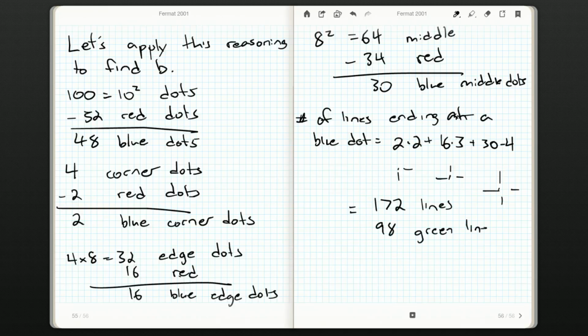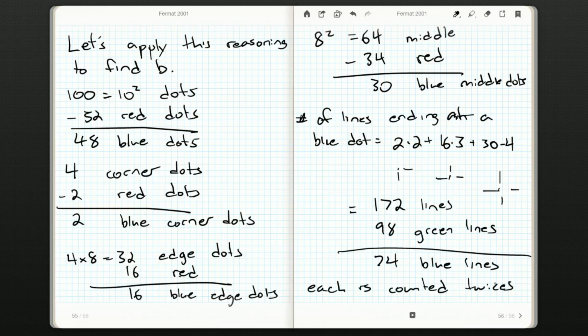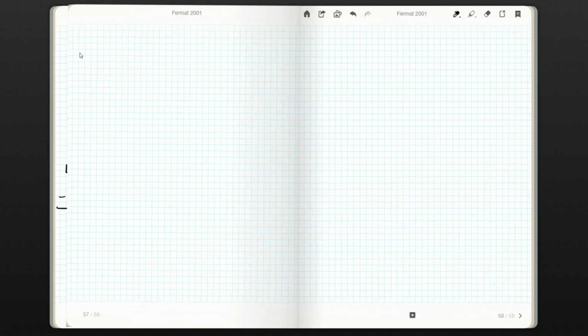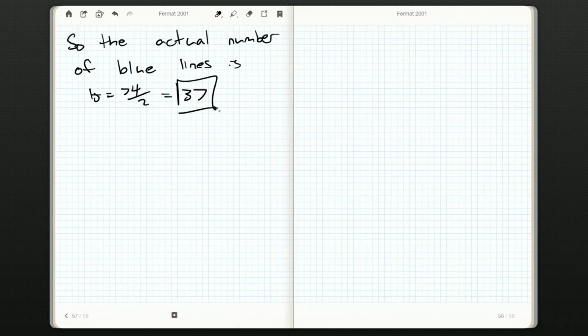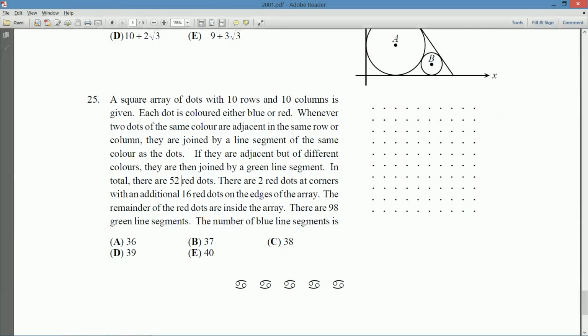So there are 98 green lines. Each of those corresponds to exactly one blue dot. So we're going to be left with 74 blue lines. And once again, each is counted twice, because you can only have a blue line if you start and end at a blue dot. So we need to divide by 2. B is 74 over 2, because we're counting each of them twice, and that's going to be 37 blue lines. 37 is one of the answers. There it is. It's B.